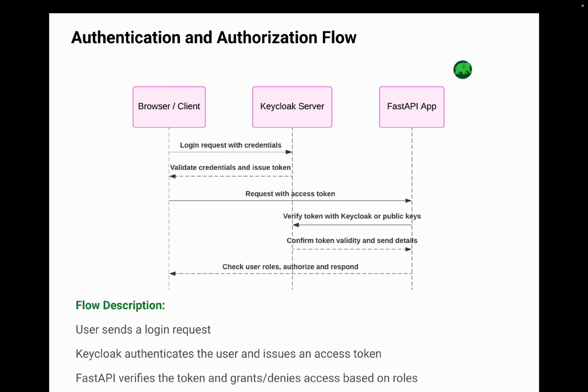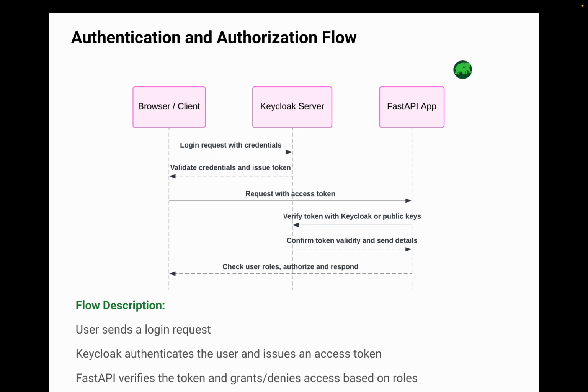signed by KeyCloak using its public keys, the expiration date to confirm the token has not expired, and also the issuer and audience, which verifies that the token was issued by the expected KeyCloak server for the intended client. FastAPI communicates with KeyCloak or fetches the public keys published by KeyCloak to validate the token. If the token is valid, it extracts user details, for example, role and user ID, from the token payload.